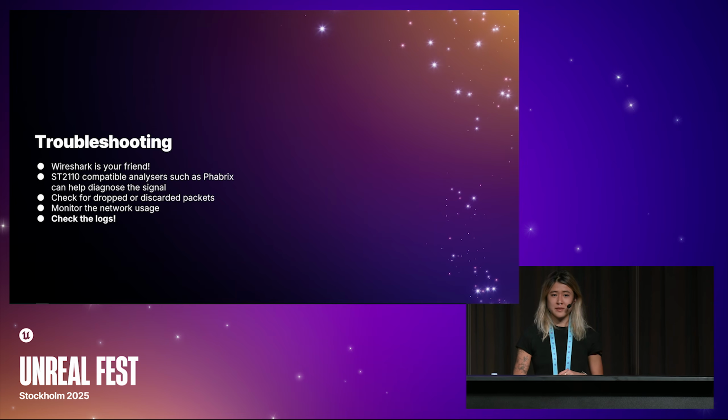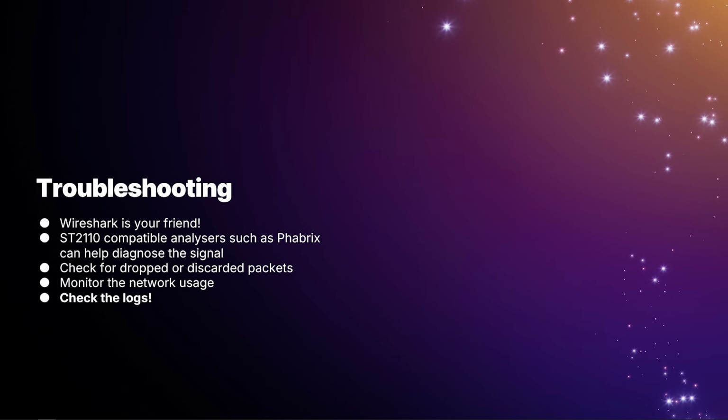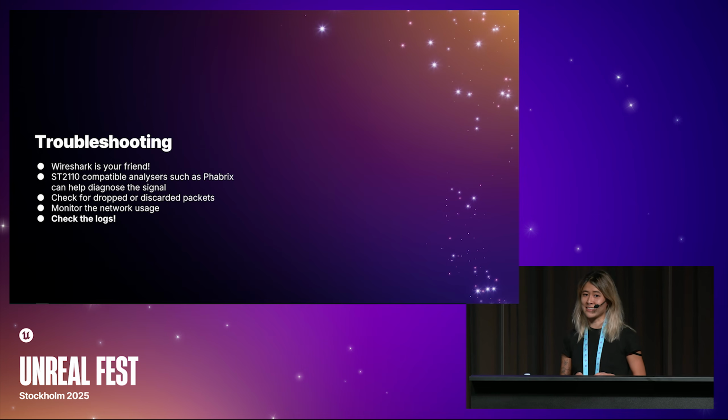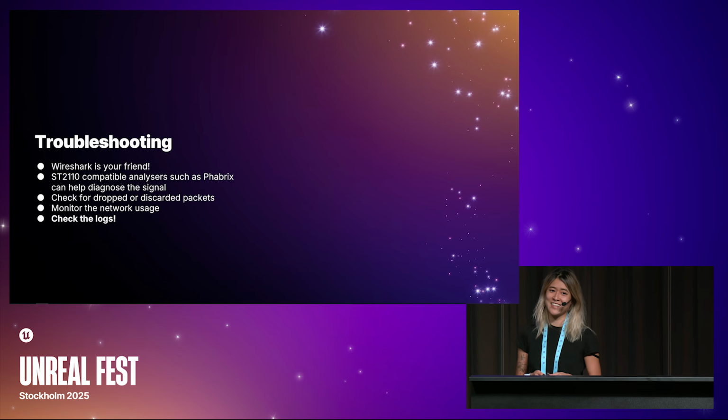And then testing and troubleshooting. So definitely use Wireshark. Check for any dropped packets. You can use analyzers like Fabrics to check the signal, or generate a SMPTE stream if you want to test outside of Unreal, just to check your network. Definitely monitor the network usage. You could just use the one in Task Manager, that was fine, just to see how much is being sent out. And the big one is definitely check the logs, because it's pretty hard to diagnose things on a cluster, especially if you have a lot of nodes. You have to go through all of them and see which one has the issue.